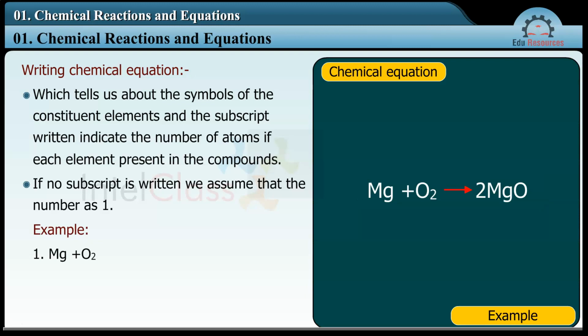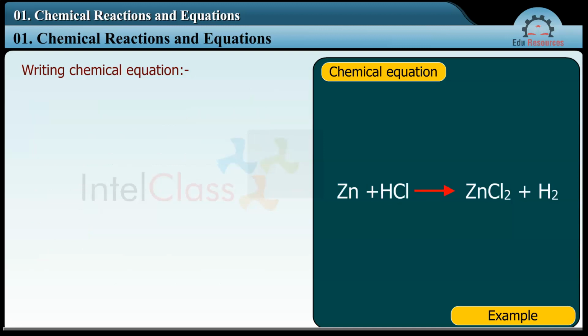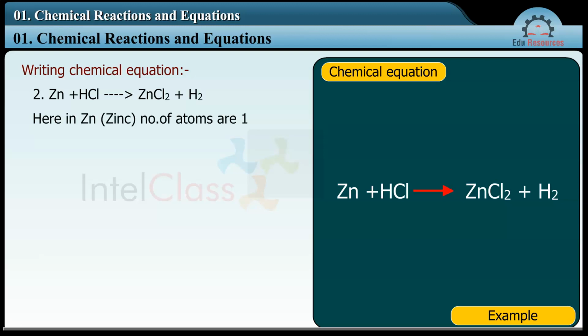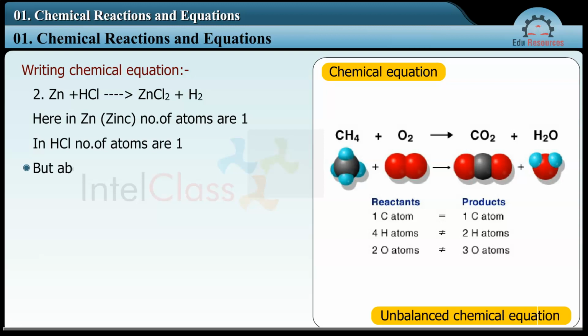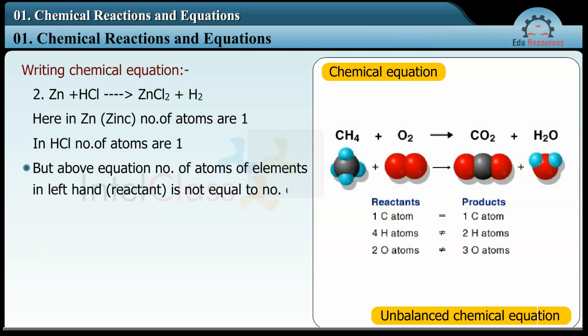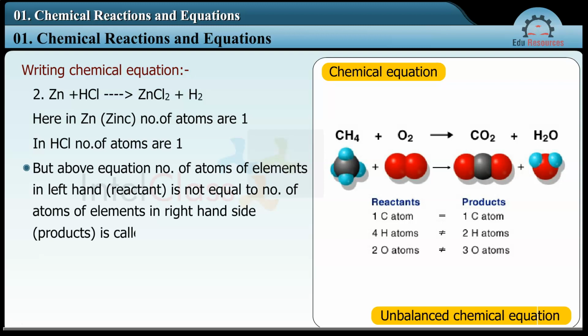Example, Mg plus O2 gives rise to 2MgO. Here the number of atoms of magnesium is assumed to be 1. Similarly, zinc plus HCl gives rise to ZnCl2 plus H2. Here, Zn number of atoms is 1. In HCl, number of atoms is 1. But in the above equation, the number of atoms of elements on the left hand side is not equal to the number of atoms of elements on the right hand side, the products. This is called an unbalanced chemical equation.